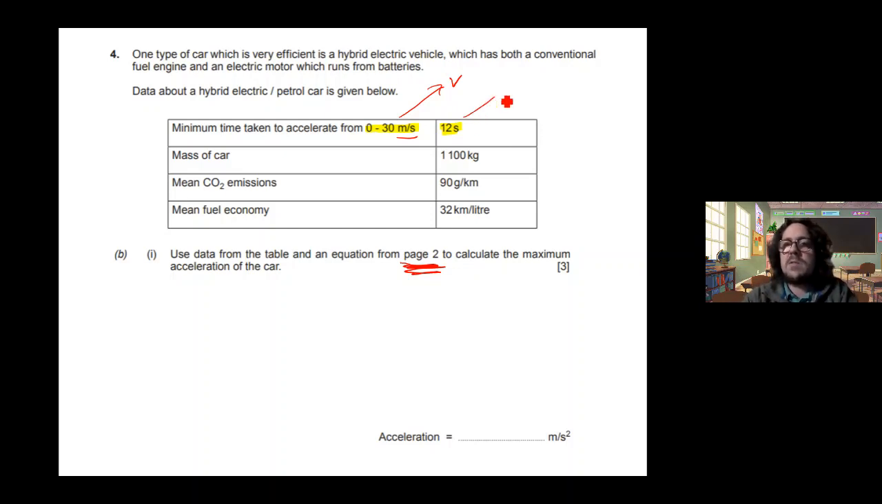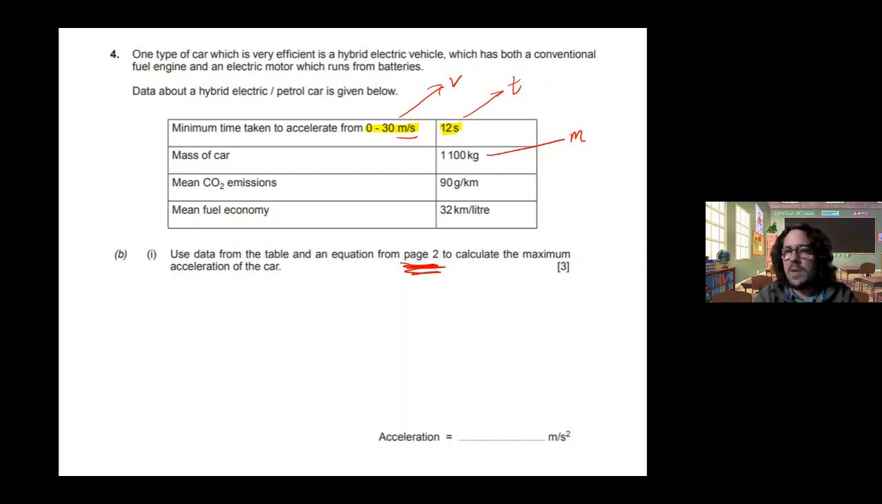12 seconds, you should know that is a measurement of time. So what I've got is velocity and time. I've also got mass. Then I've got, what's this? Well, grams per kilometer, that's CO2 emissions and fuel economy.